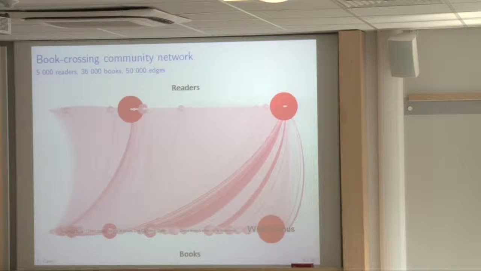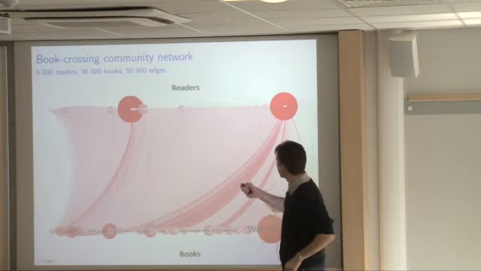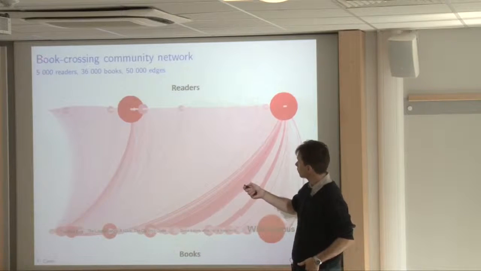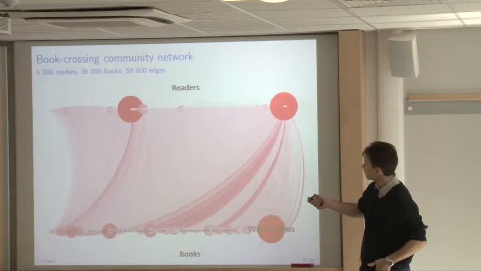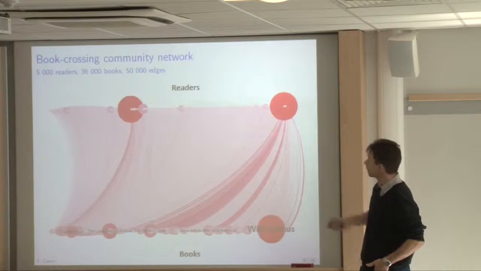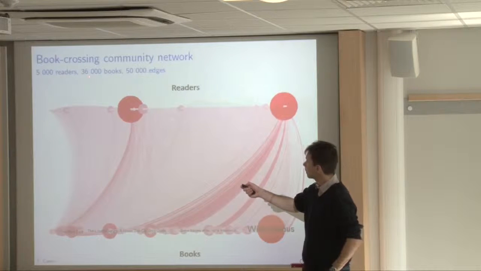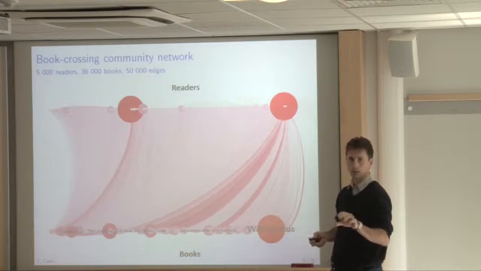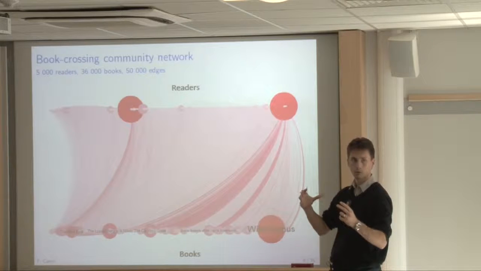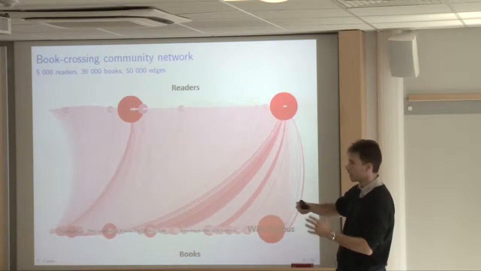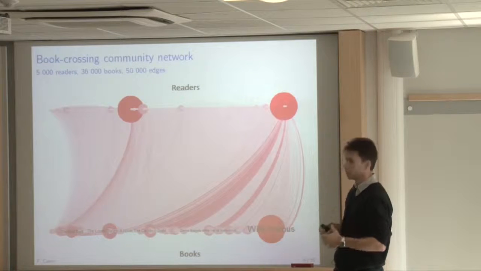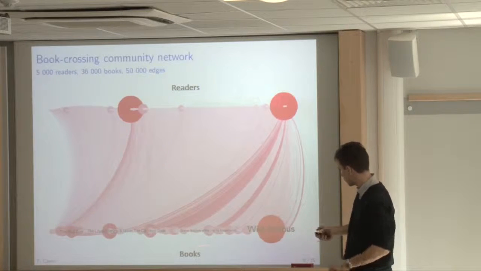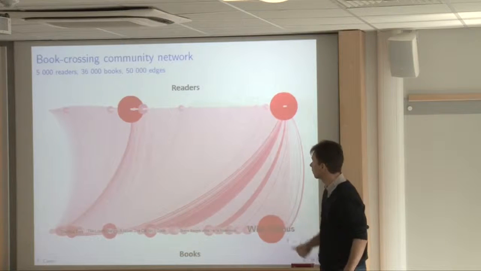Okay, so just as an illustration, here's an example of a bipartite graph. So two types of nodes. One set of nodes is the readers. This is from the Book Crossing community network. We've got 5,000 readers represented at the top, and the second type of nodes are books. I've got 36,000 books represented at the bottom. Again, as in the previous picture, the size of the node is proportional to the degree of that node. On the top, the larger nodes correspond to readers who have read a lot of books. And at the bottom, larger nodes correspond to books read by a lot of readers.